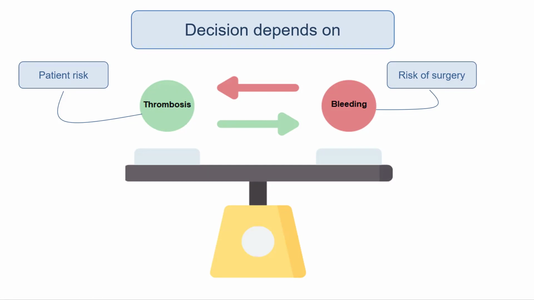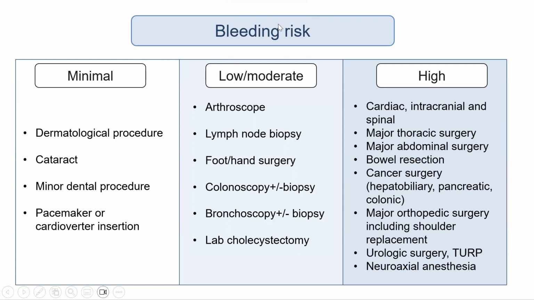So what are examples of the bleeding risk during surgery? Bleeding risk is classified into minimal, low to moderate, or high. For example, surgery with minimal bleeding risk includes cataract surgery, insertion of a pacemaker, or cardioversion. Surgery with low to moderate risk of bleeding includes laparoscopic cholecystectomy, for example. Surgery with high bleeding risk includes major thoracic or abdominal surgery, bowel resection, cancer surgery, or spine surgery. These are examples of the bleeding risk of surgery.